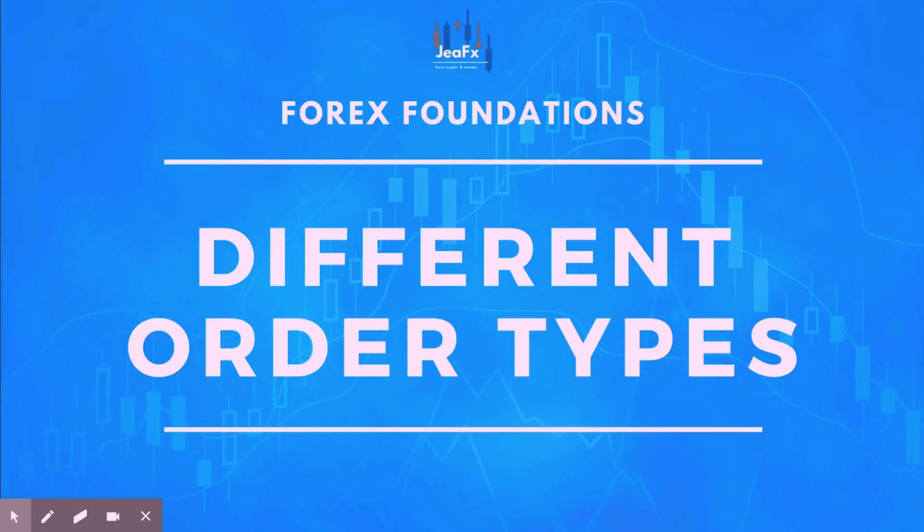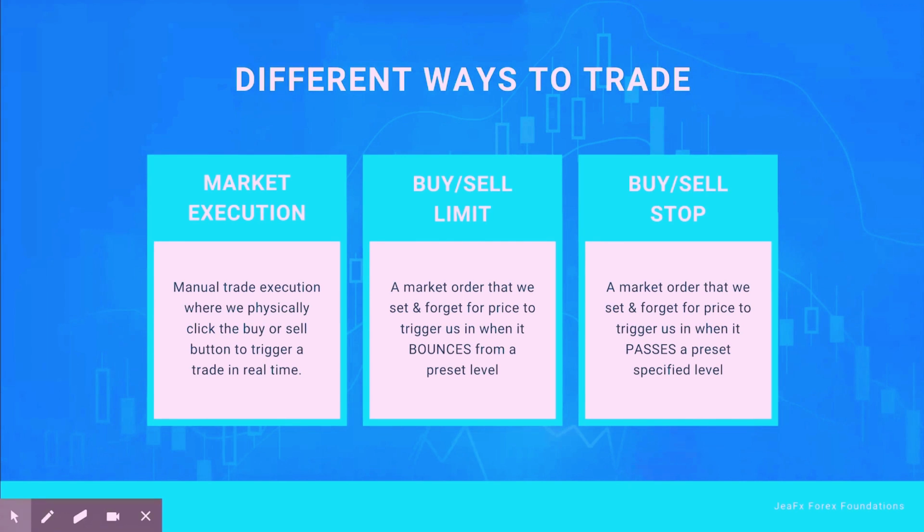So in this video, we're going to talk about different order types. Now, there are a few different ways that we can actually enter the market. The different ways we can actually trade are via market executions, buy and sell limits, and buy and sell stops.